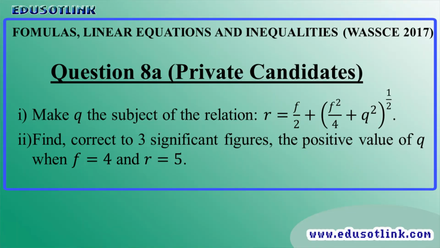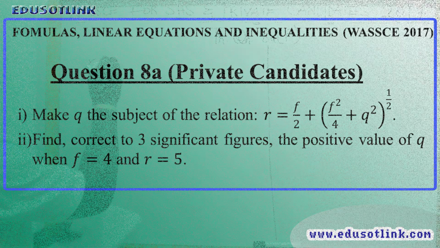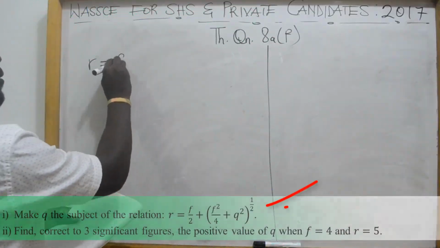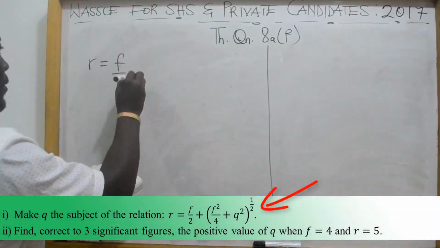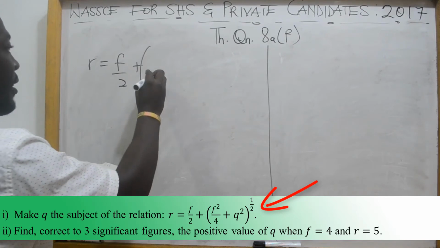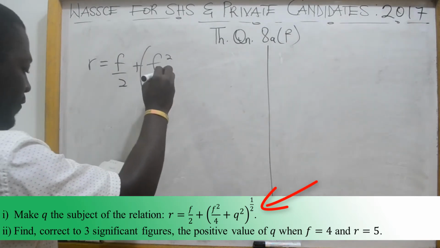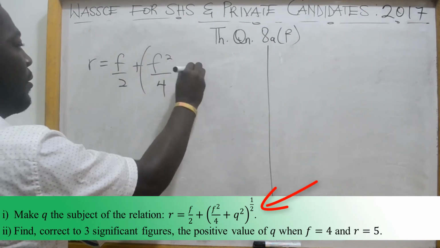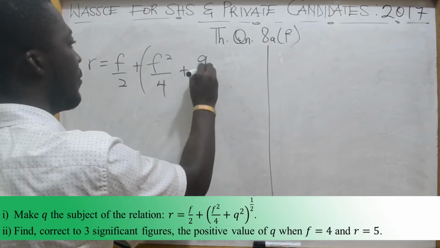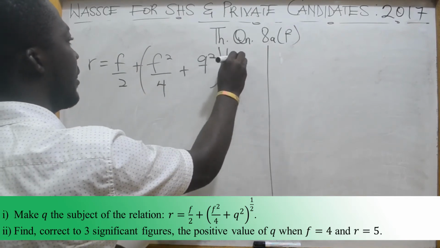Theory question 8a for private candidates. We have I, which says make Q the subject of the relation R is equal to F out of 2 plus into bracket F squared divided by 4 plus Q squared, all exponent half.